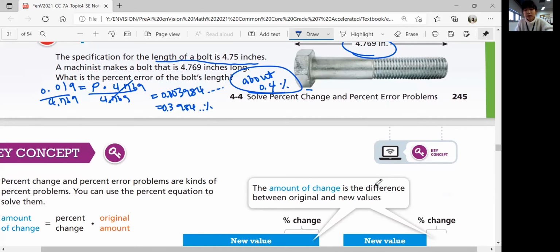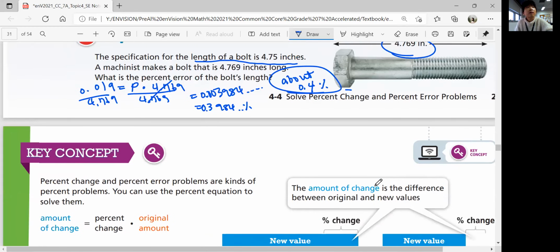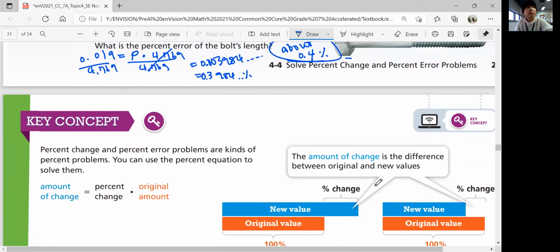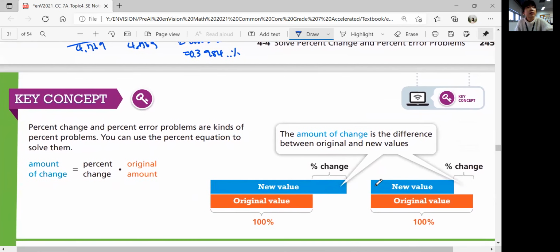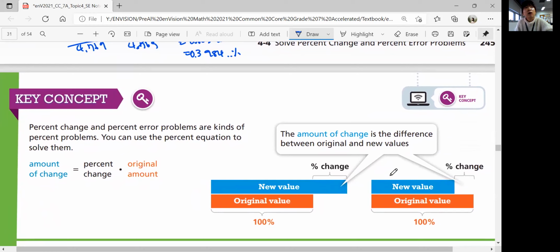All right, so that was lesson 4. You solve percent change and percent error problems. Percent change and percent error problems are kinds of percent problems, so you can expect to see them whenever you see percent problems. You can use the percent equation to solve them. The amount of change could also represent the part, and the percentage change times the original amount would represent the whole.